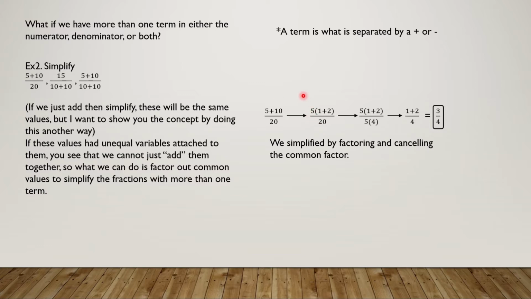But you can see that 5 and 10 both have a factor of 5, and when you factor that 5 out of both of the numbers, 5 turns into 1, 10 turns into 2.